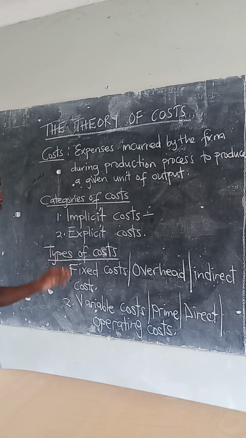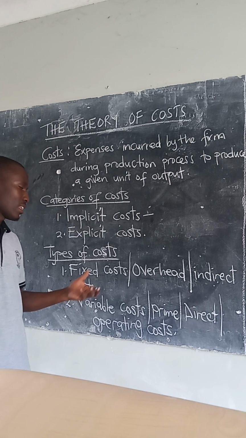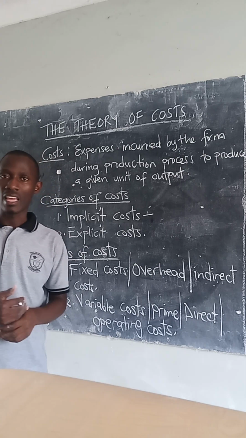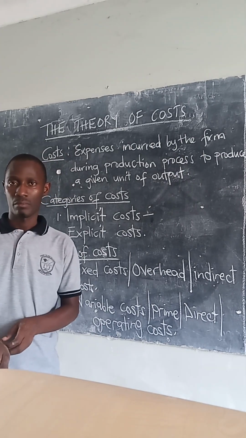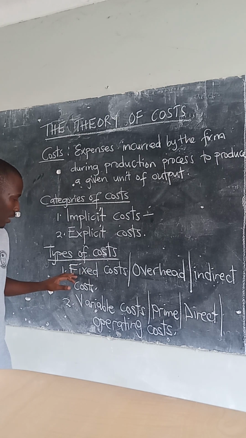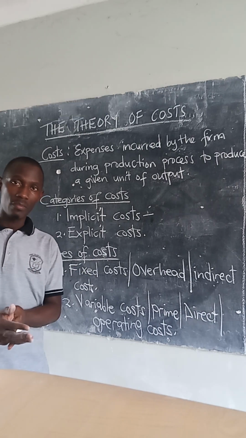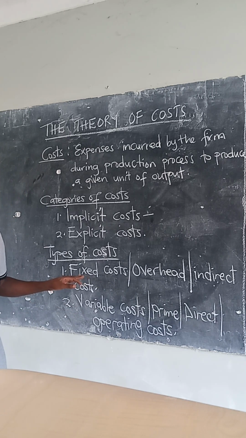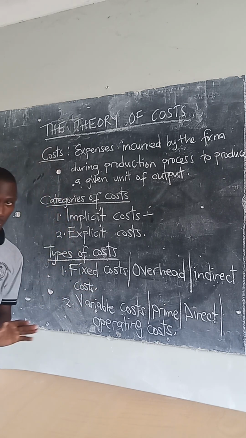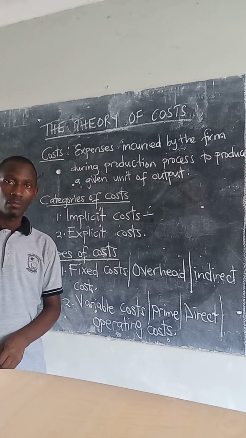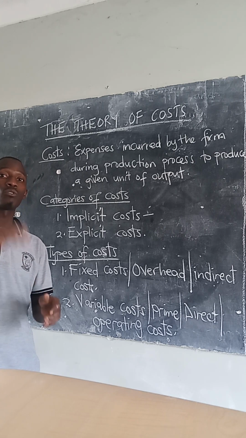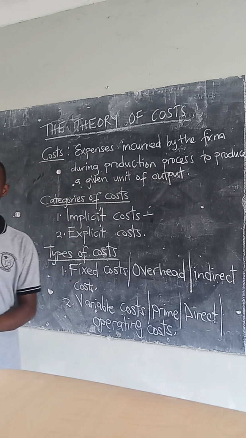Now let us go back to fixed. Why are they called fixed costs? Or what are fixed costs? Fixed costs are those expenses that do not vary directly with the level of output. These are expenses that do not vary. What do I mean? You'll find that whether the level of output produced by the farm is high or low, these costs do not change. They are ever fixed. They don't keep on changing depending on the level of output.